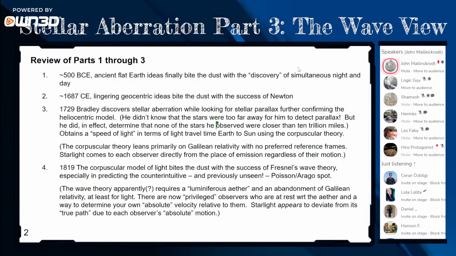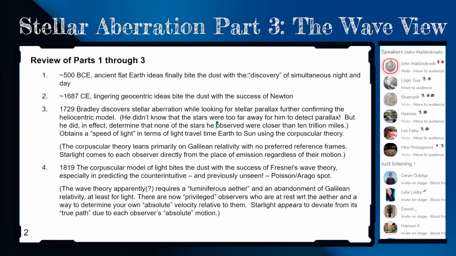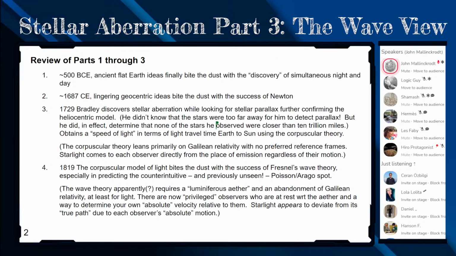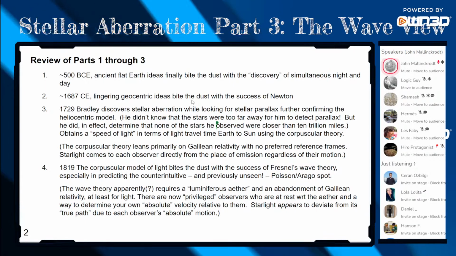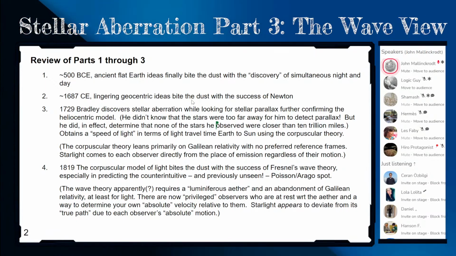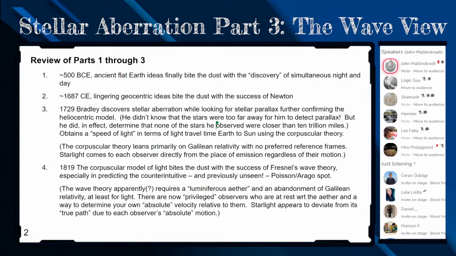Okay, so finally on this slide, in 1819, and really, boy, within a year or two of that date, the corpuscular model of light bit the dust big time with the success of Fresnel's wave theory, an elaboration of Huygens from a century and a half earlier. And the success of that was especially strong because it predicted an incredibly counterintuitive and previously never seen thing, this Poisson-Arago spot that we talked about last time, and that I don't think I will review here. You can go back to the previous episode if you want to.